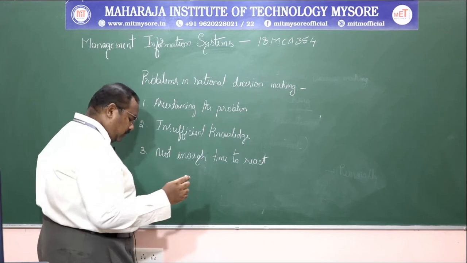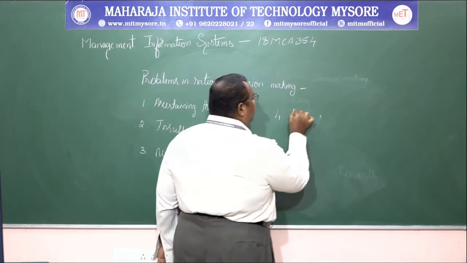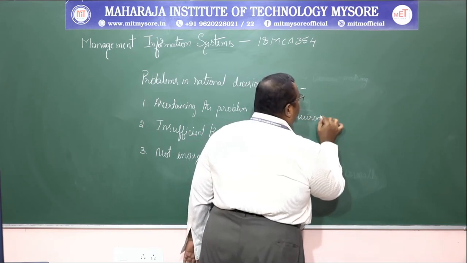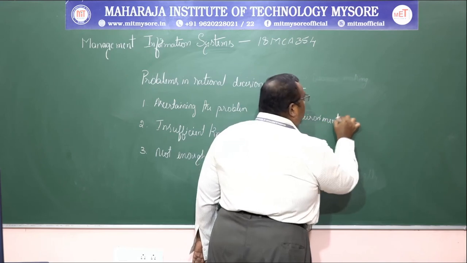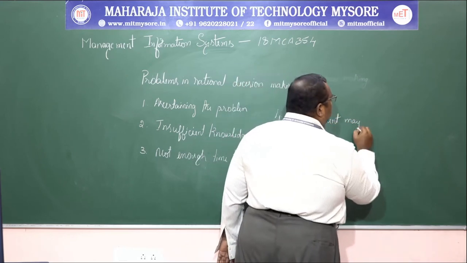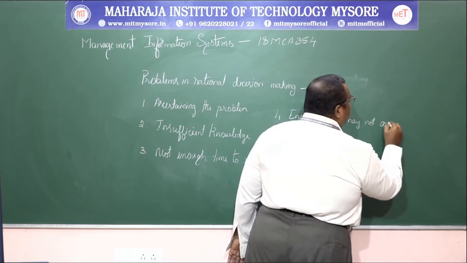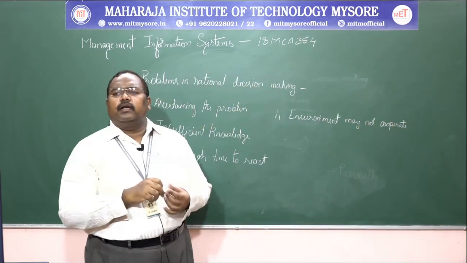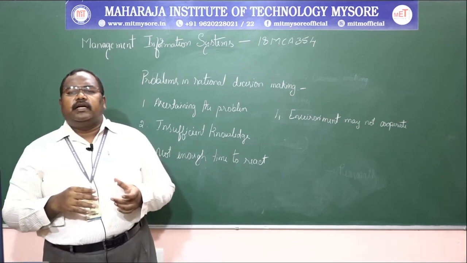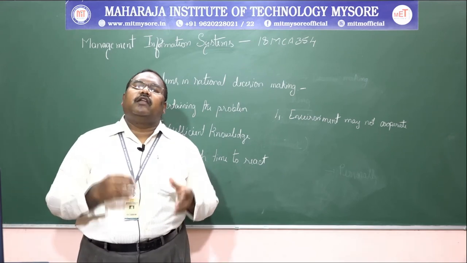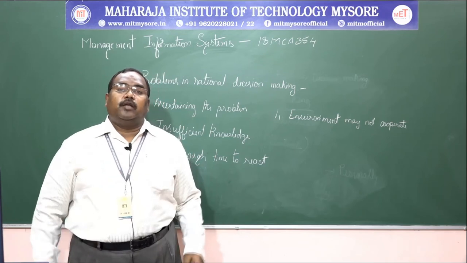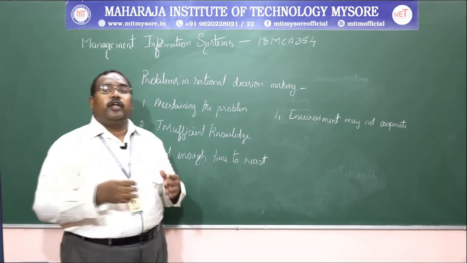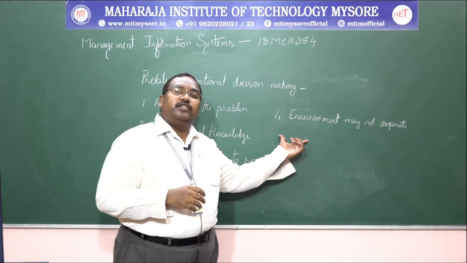The fourth one, the environment may not cooperate. What do you mean by environment? When we talk about environment, sometimes the decision is such that, given the environment we are facing, it might involve other processes or consequences or risks the manager is not able to take up. In those situations, the decision cannot be made.